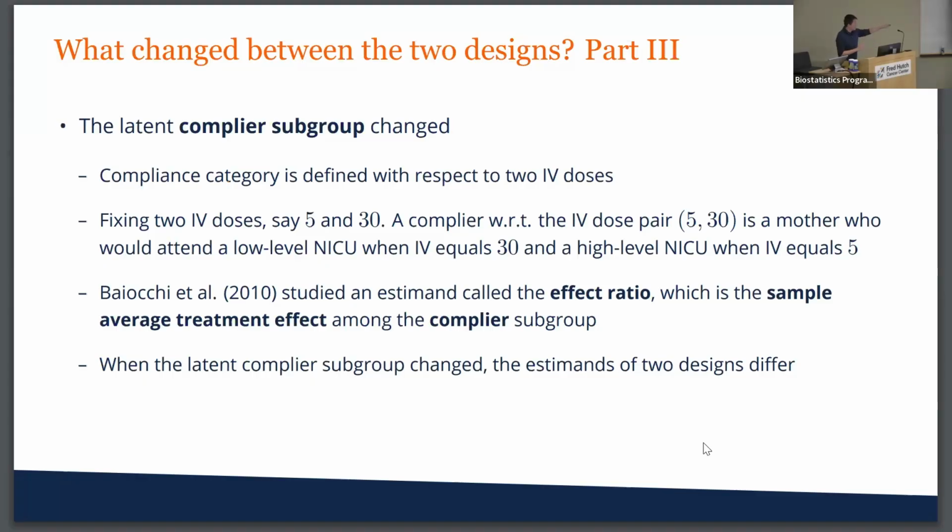This is important because in the original paper, they studied an estimand referred to as the effect ratio. It's essentially the sample average treatment effect among the compliers. If you do IV analysis, it's essentially the Wald estimate. They are interested in the complier average effect. The tricky thing is, of course, when the latent compliers change, their estimates change, so what they are actually estimating is different between the two designs. Of course, this difference will go away if you assume there's a constant treatment effect. That doesn't matter.